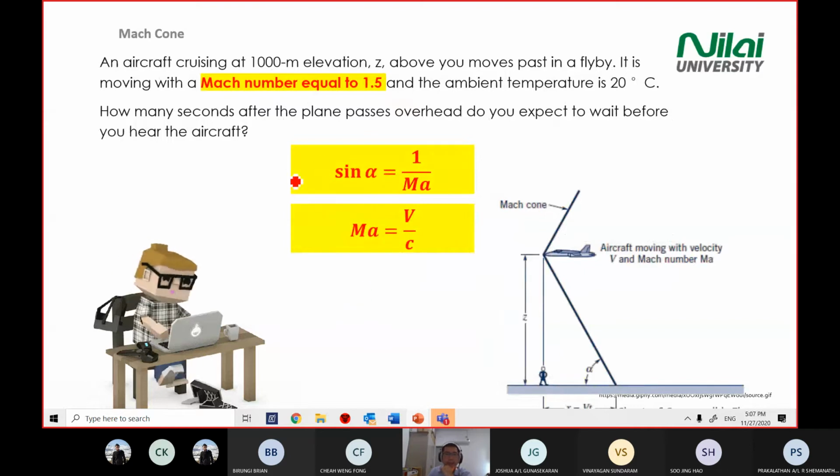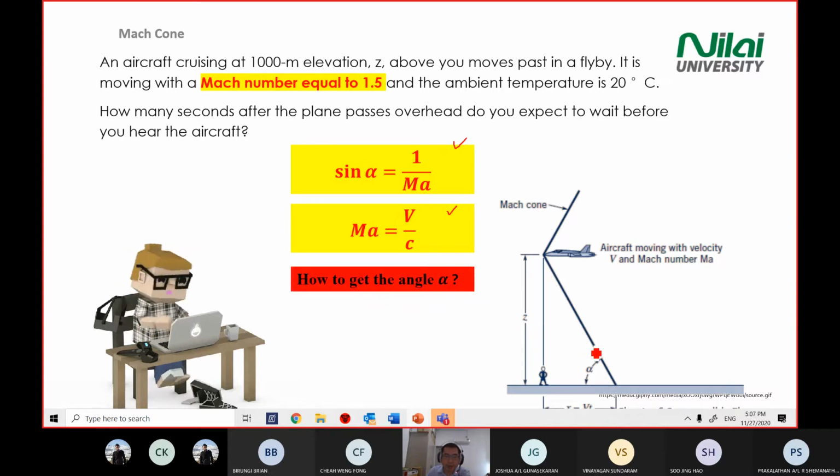And just now, I already showed you in the Mach cone, there's a mathematics calculation: sine alpha equal to 1 over Mach number. This is from the Mach cone diagram that I showed you just now. And then the definition of Mach number, we already know, equal to V divided by C. All right, so you want to apply these two equations in this scenario.